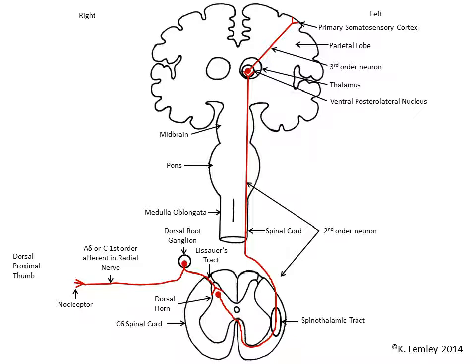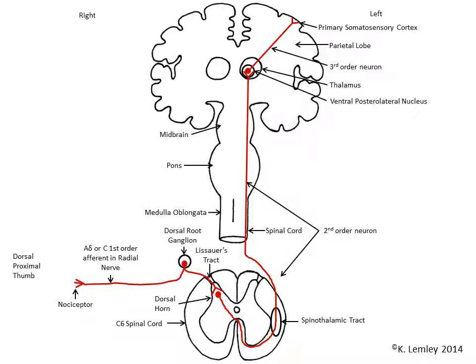In the dorsal horn, it's going to synapse with the second order neuron. The second order neuron is going to cross the spinal cord through the anterior white commissure. So that's that little bit of white matter right in the front there between the two sides of the spinal cord. It's going to enter the spinal thalamic tract on the contralateral side of the spinal cord, where it's going to ascend up, go all the way through the brainstem, and get all the way into the thalamus.